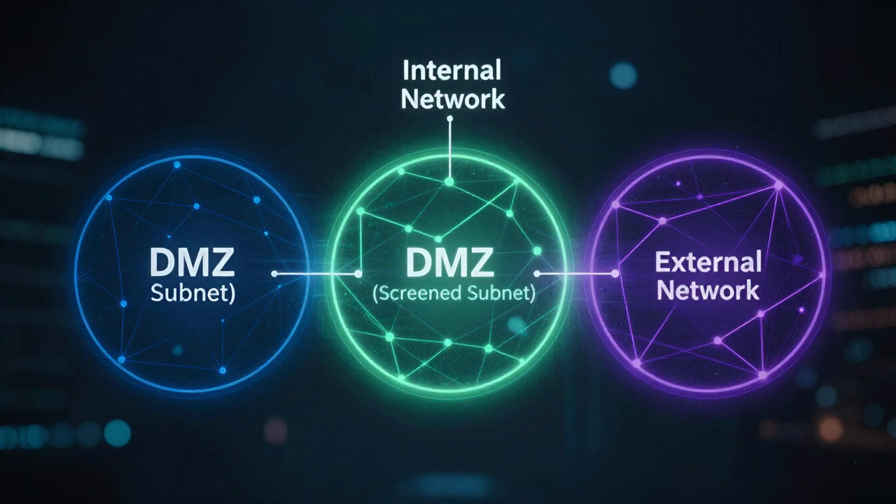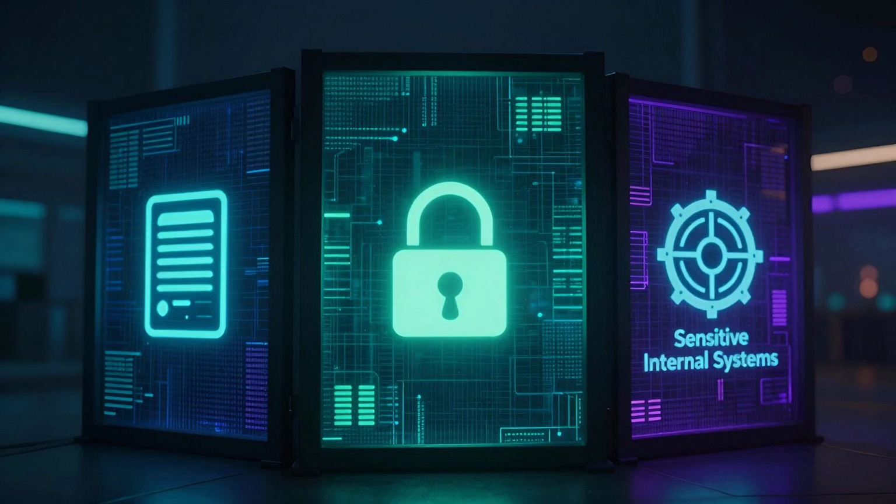Screen subnets, also known as DMZs, are network segments placed between internal networks and external networks. Their purpose is to provide an extra layer of security by isolating public-facing services while protecting sensitive internal systems.